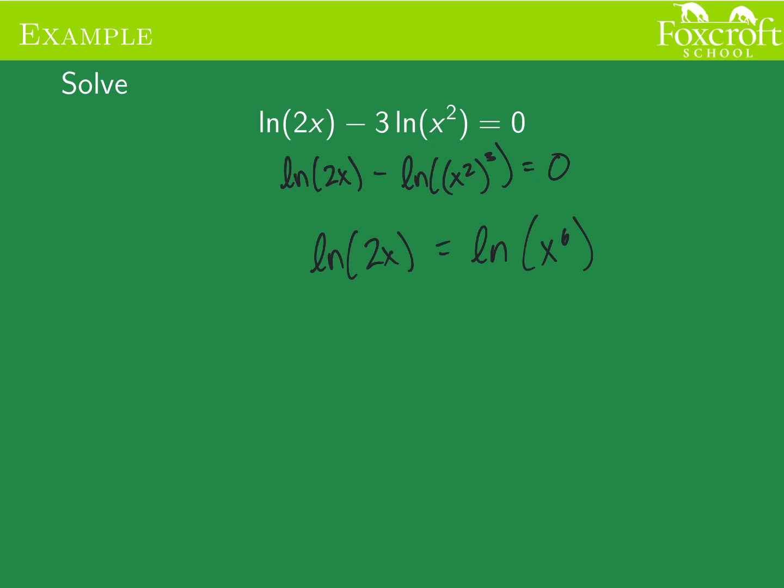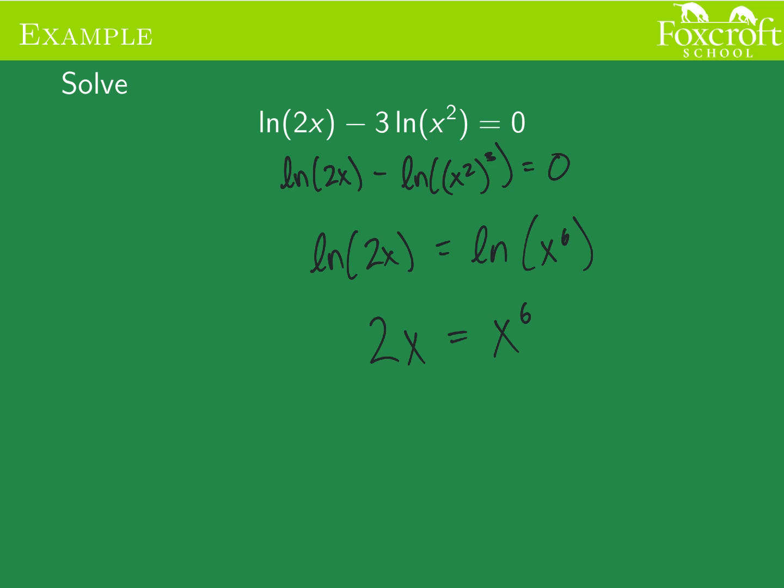And now this is just like the last example. We have a single log on each side. So we can actually get rid of the logs using what's technically called the one-to-one property, and write it like that. Just like we got rid of the exponentials previously.